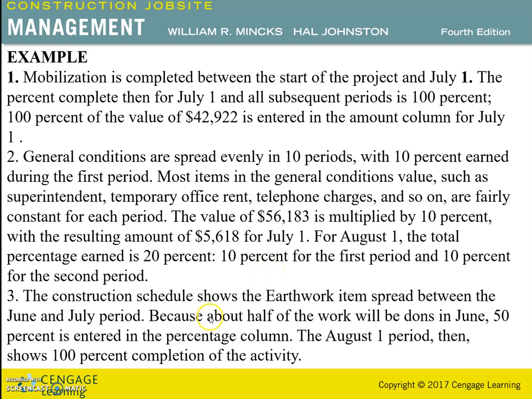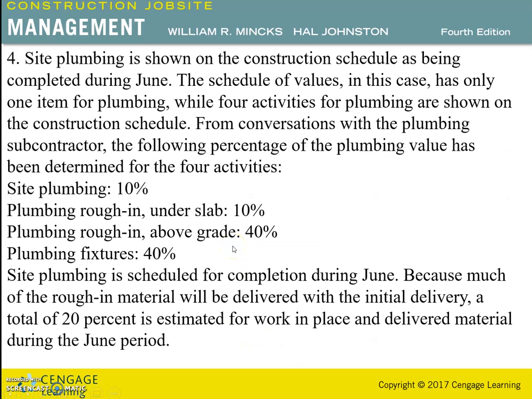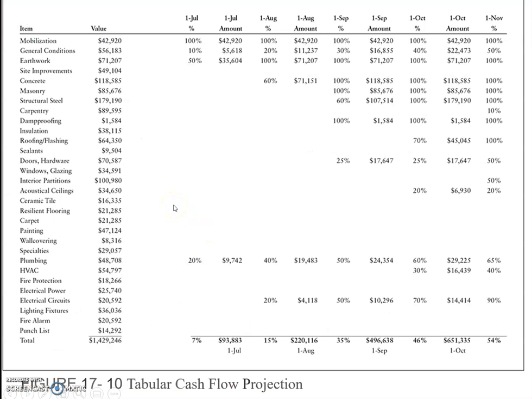The construction schedule shows the earthwork item spread between the June and July period because about half of the work will be done in June. 50% is entered in the percentage column. The August 1 period then shows 100% completion of the activity. And the site plumbing is shown on the construction schedule as being completed during the June period. So this example is about the data in this figure.